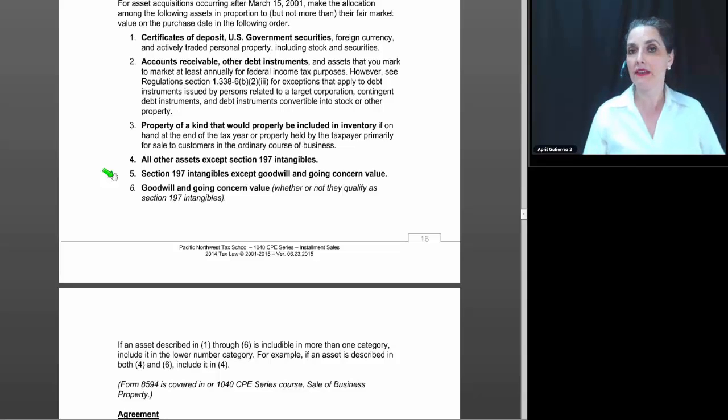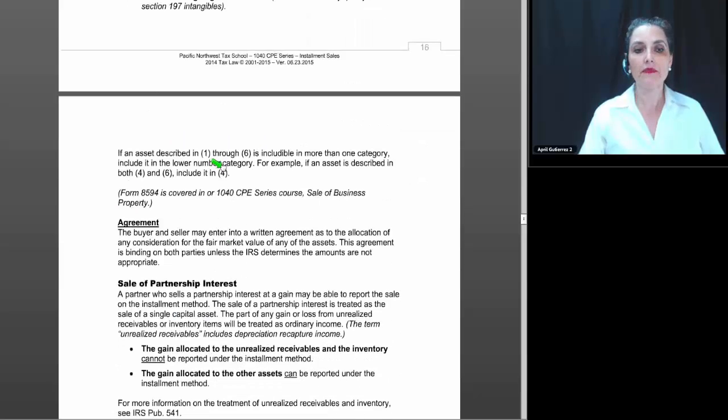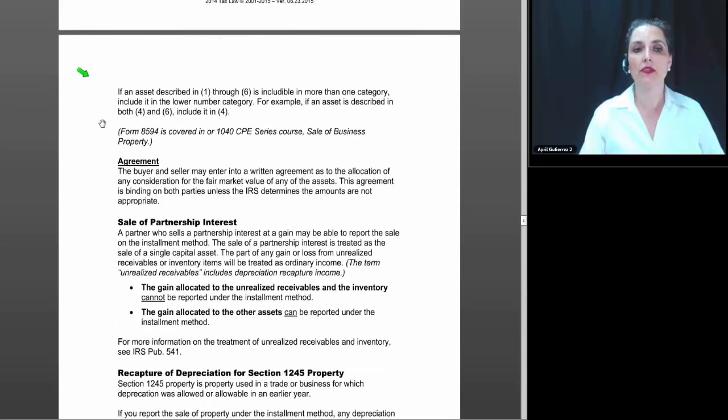So, for example, in the sale of a 7-Eleven franchise, we would have the inventory that should be classified into Category 3. We would have the physical assets that would go into Category 4. We would have the franchise fee that would go into Category 5, and then we'd have the goodwill and going concern value going into Category 6. Now, the IRS says that if you have an asset that is described in 1 through 6 that can be included in more than one category, you should put it in the lower numbered category. For example, if an asset is described in both 4 and 6, you would include it in Category 4.